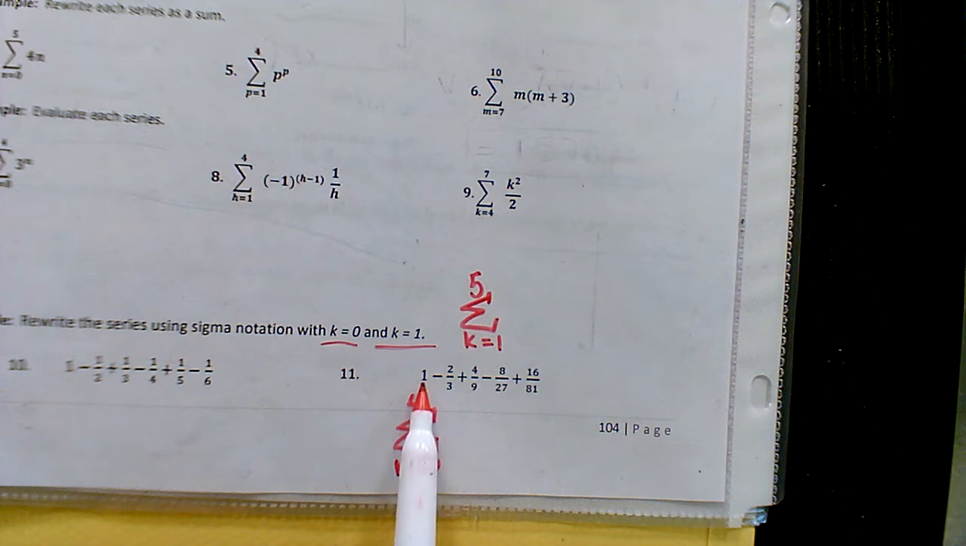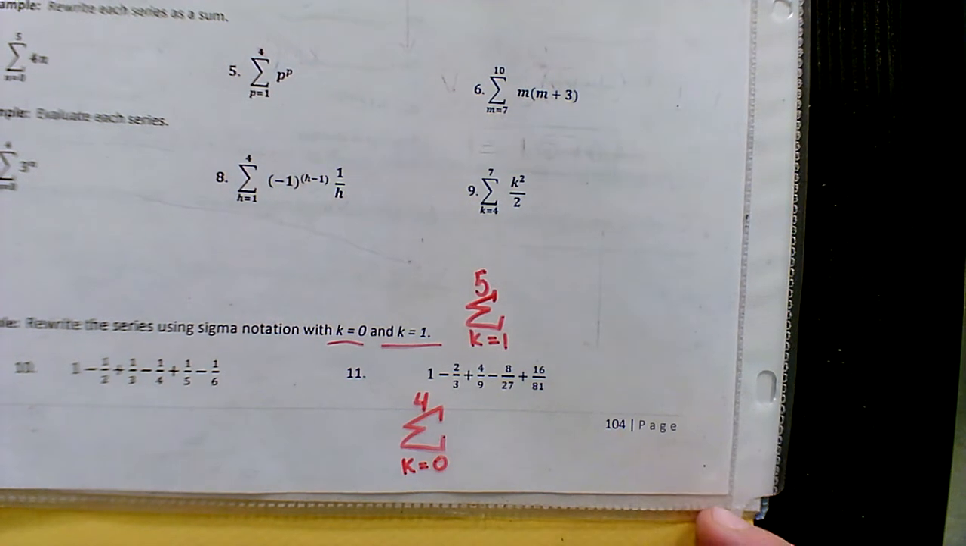If we plug in 0, we need to get 1. If we plug in 1, we need to get negative 2/3. If we plug in 2, we need to get 4/9. Maybe we notice something about the terms that we can automatically write something in there. Curious what you guys notice or what you think.